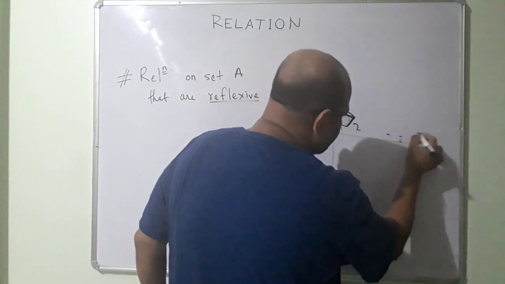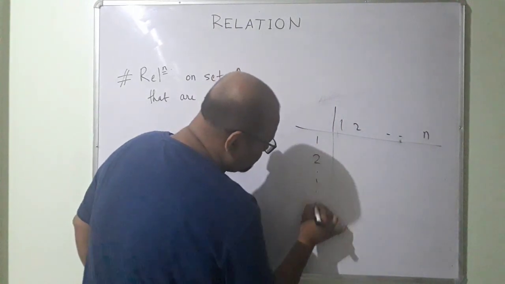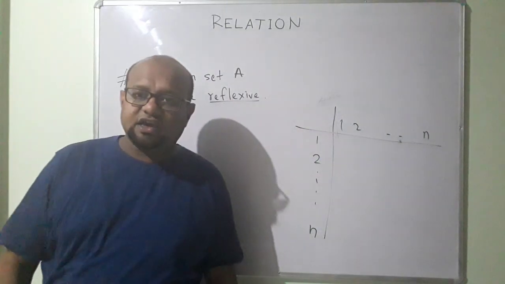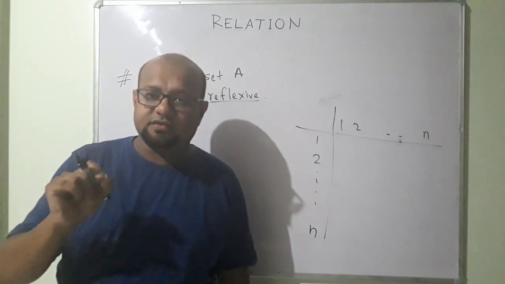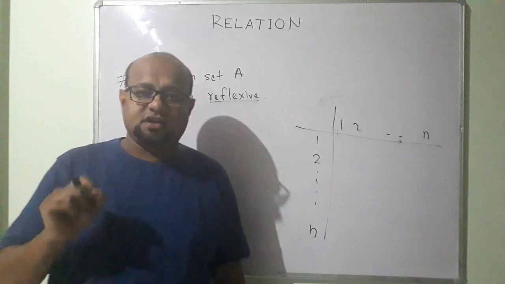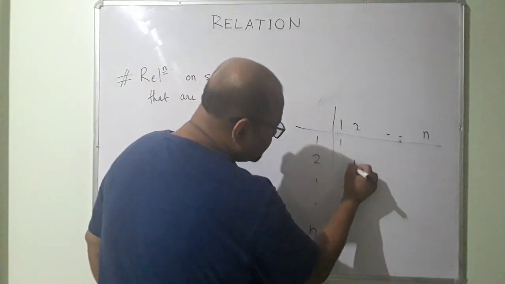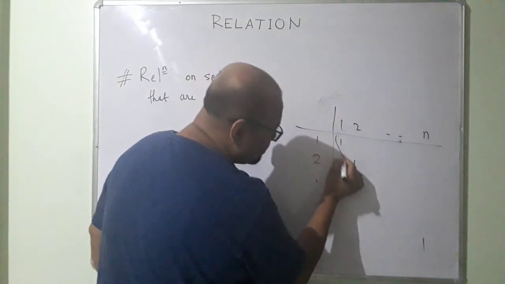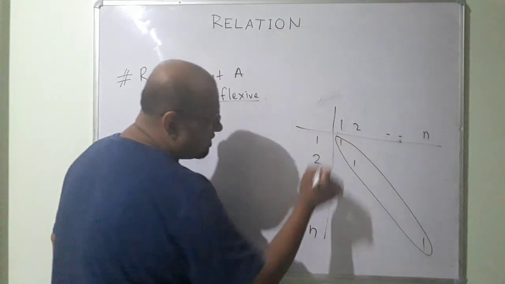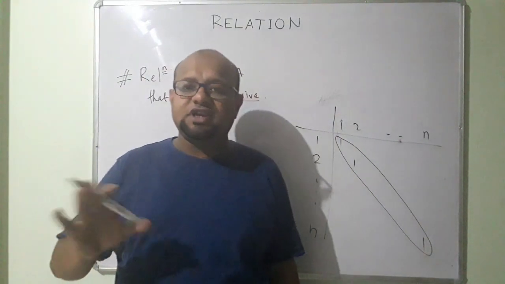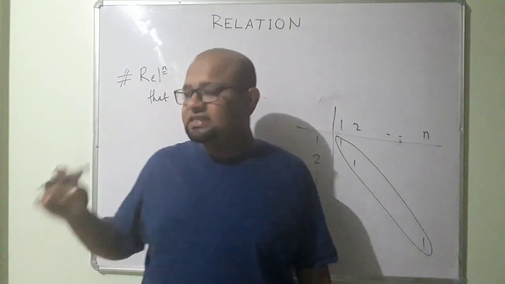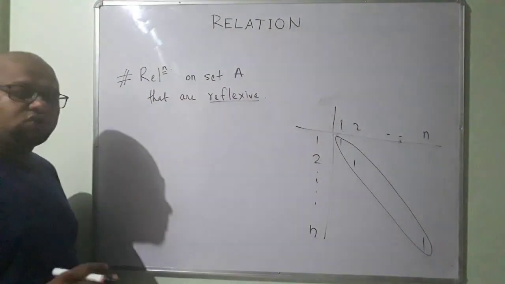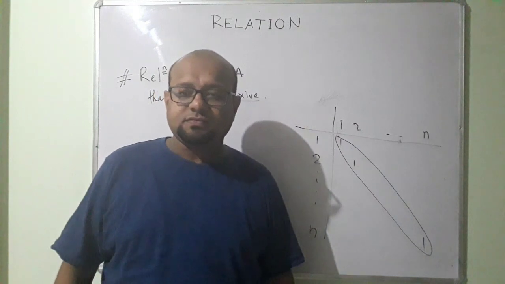I have this 1, 2 up to n. I have this 1, 2 up to n. What does it mean for a relation to be reflexive? It means that all these pairs (a, a) should be there in the relation. Along these diagonals, all of these elements are there in the relation. So all of these are fixed. We do not have any choice over here. Along the diagonals, since these relations are reflexive, our diagonals are fixed.